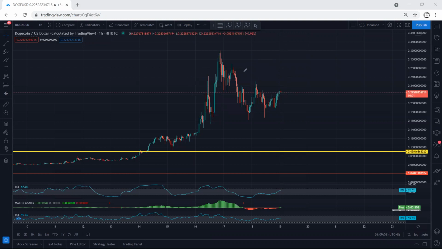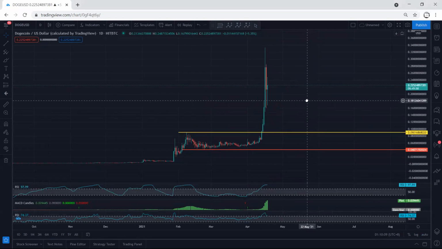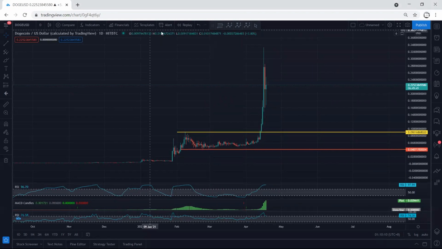And now we want to see how we can look at this, whether this is a correction for the price to give us one more drop, or whether we can look for continuation for buy. Anyway, we start with the higher time frame. We start with the daily chart, and as we can see, after the price sharply moved, it started to drop.